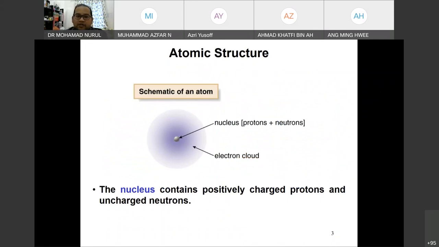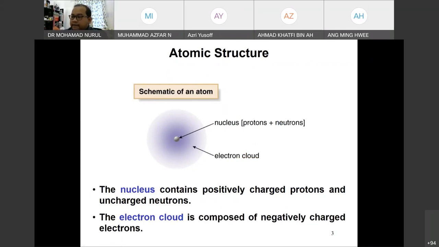So this is the atomic structures. We have 92 slides. So, a schematic of atoms: the original idea about how atoms are formed is a nucleus at the center, surrounded by electron clouds. The nucleus contains positively charged protons and uncharged neutrons, and the electron cloud is negatively charged.